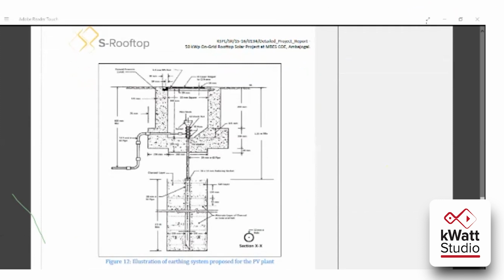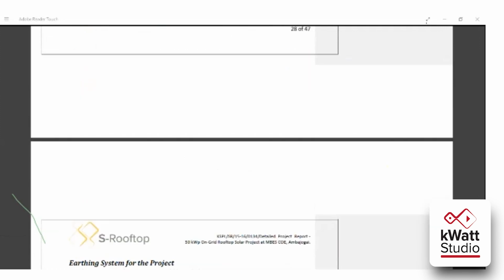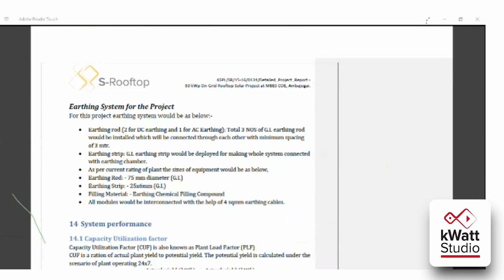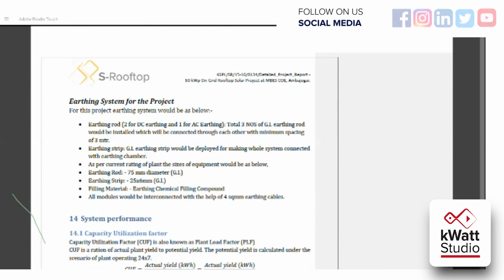You have to mention the depth of your earthing system and the dimensions, the length and width of your earth pit. Everything related to the earth pit, length, width, and depth, is mentioned here, like the earthing rod. We have a total of 3 earthings here, 2 for the DC side and 1 for the AC side. As we all know, we have separate earthing for the DC side and AC side.